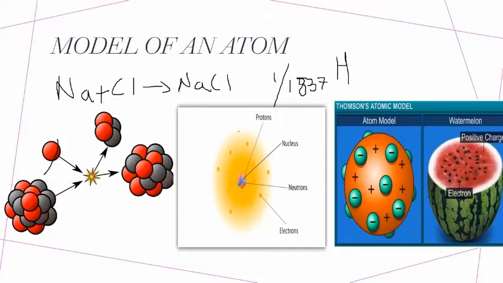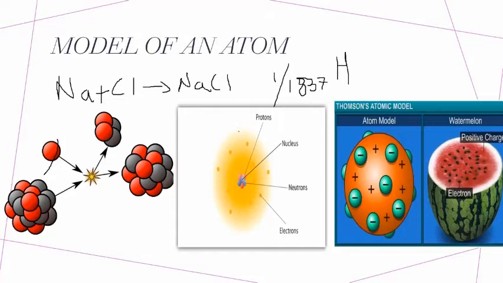J.J. Thomson proposed an atomic model which is called the apple pie pudding model of an atom, which is a very famous theory. You can see there is a sphere here with negatively charged and positively charged particles. He assumed an apple pie. I have put a watermelon over here. The whole red part of this watermelon he assumed to be the protons, the positively charged particles, and the black seeds here he assumed to be the electrons.